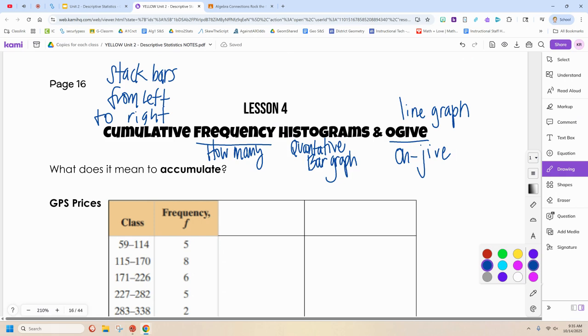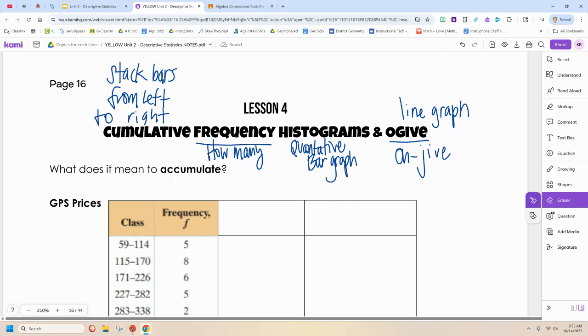So for this process, it's literally thinking about what every word means in cumulative frequency histogram and then going from there. And then what does it mean to accumulate? That's that idea of stacking. You guys accumulate papers all day long, right? And if you don't keep them organized, they're a mess. I like to think of snowfall accumulation.